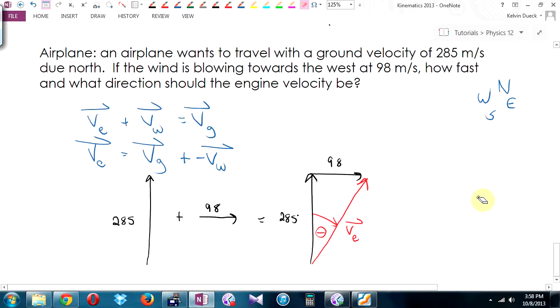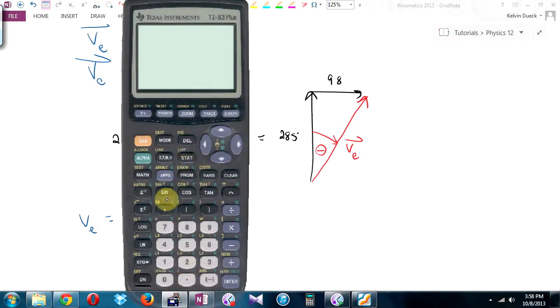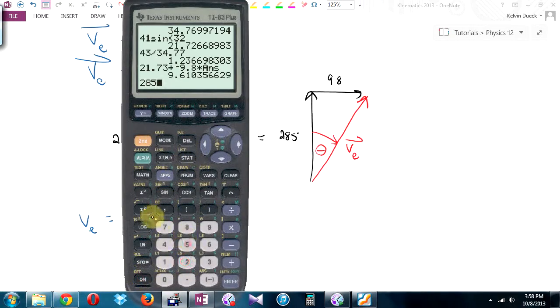Ryan, this wouldn't be Pythagoras again, would it? Oh, you're kidding me! Mr. Dueck, we should almost be paying money to do math this fun. Absolutely. So the engine velocity, I'm just going to do the Pythagoras really, really quick. The magnitude is going to be 285 squared plus 98 squared, square root, 301.